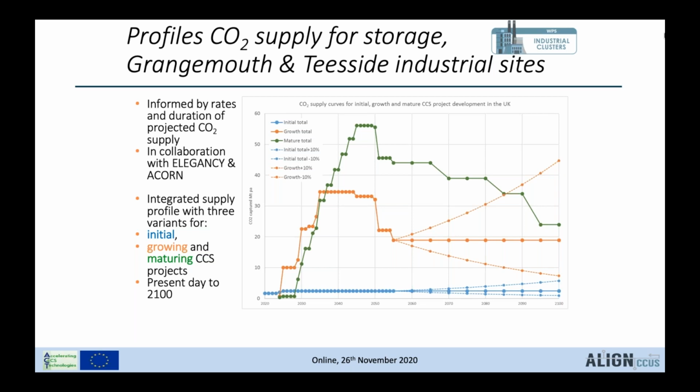And there are three variants of initial, growing and maturing CCS projects that equate to roughly low, intermediate and high rates of CO2 storage project deployment, because much as we would like it, with large scale implementation of CCS, things never quite go as you plan. So I gave ourselves three alternatives. And note that we have plotted our profiles from the present day to the year 2100. So as Jonathan has pointed out, we are thinking big.